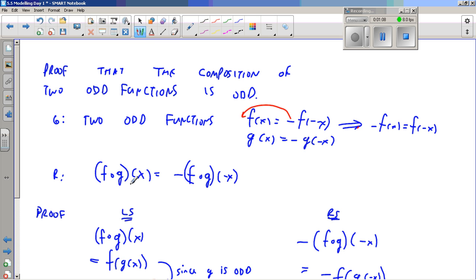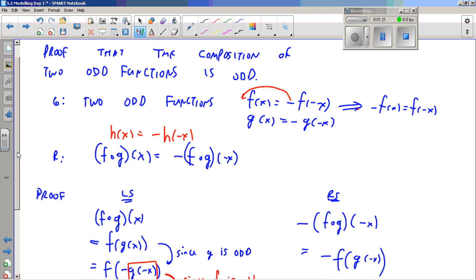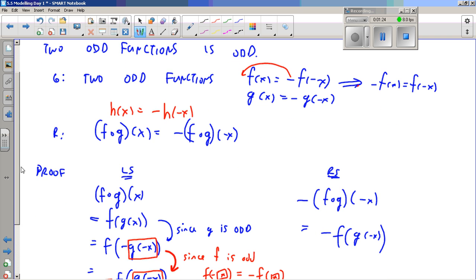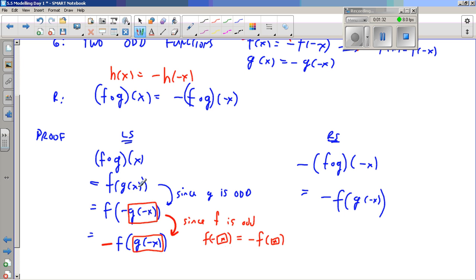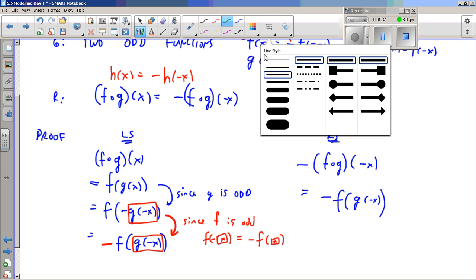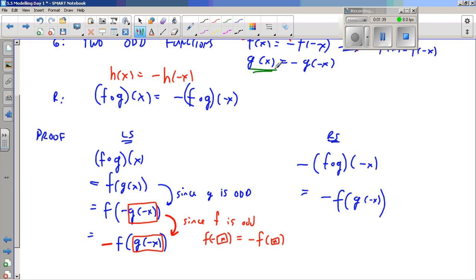What am I required to prove? This is how I show a function is odd: if h(x) is equal to negative h(negative x). Here h happens to be a composition, but it's no big deal. I've split this into left side and right side and used the definition of a composition on both sides to get started. f(g(x)), but g(x) is odd, right? So where I saw g(x), I could put negative g(negative x).